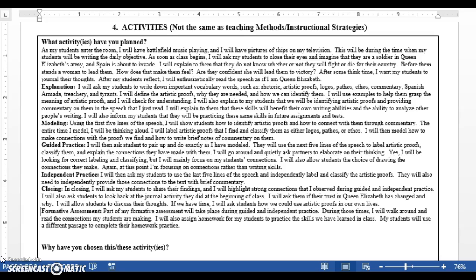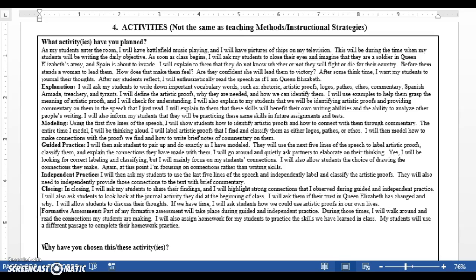The next activity is guided practice, and my students will pair up, and I want them to do exactly what I have modeled. So I really want them to mirror me. So again, they're going to be labeling, classifying, and providing commentary. During this time, I will be going around and quietly asking partners to elaborate their thinking. I'll also just be reading and seeing if they're on track.